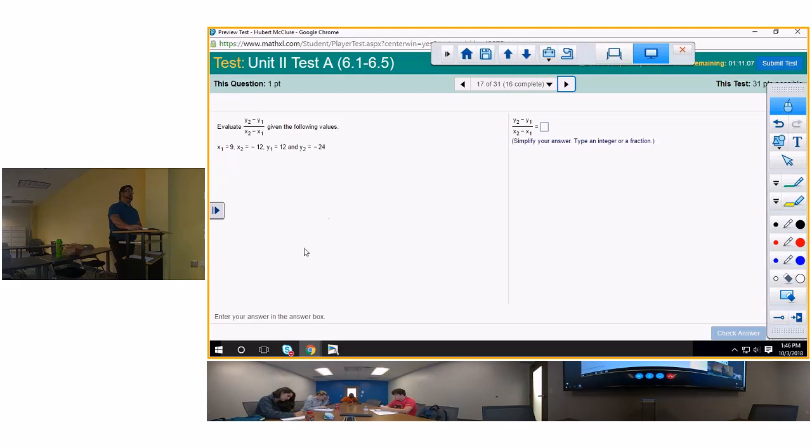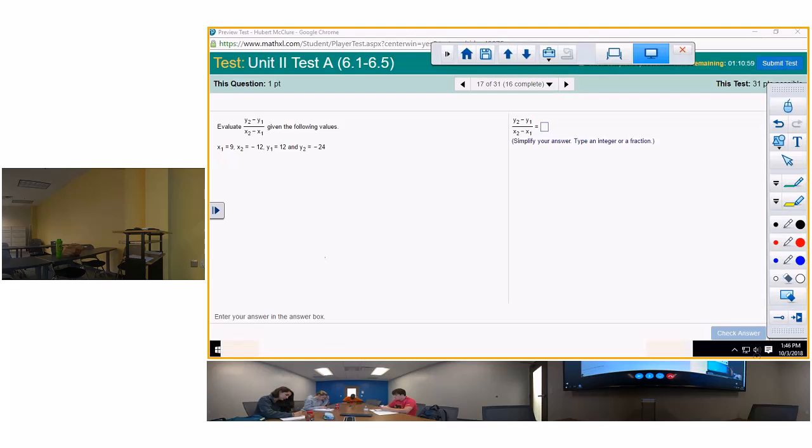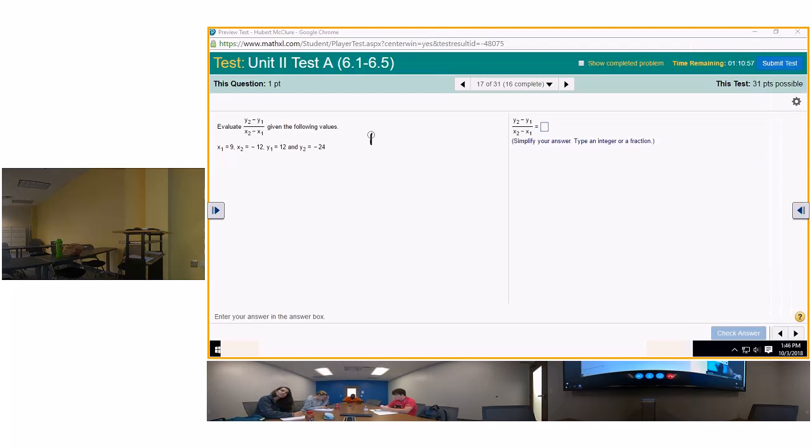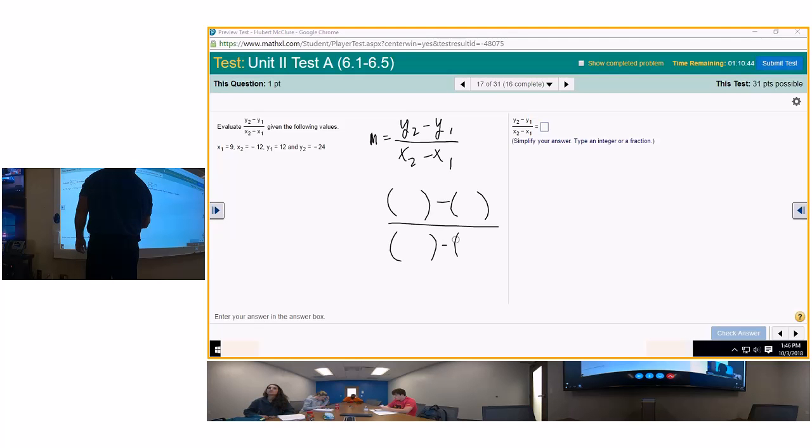This is a slope formula. For those of you that need to know, you're going to see this in algebra. It's a slope formula. M is equal to y sub 2 minus y sub 1 over x sub 2 minus x sub 1. Y sub 2 is what? Y sub 2 is negative 24, Hubert. Thank you, class.